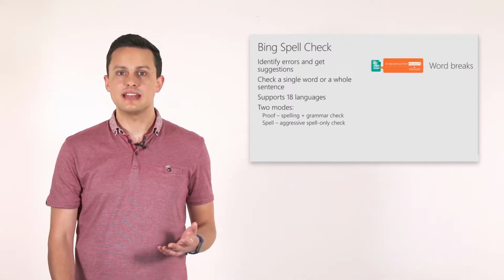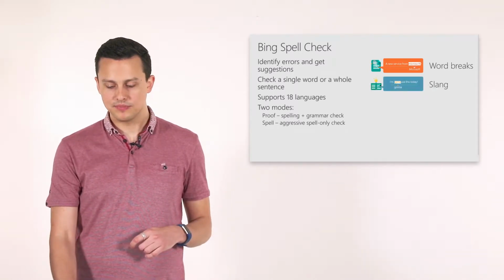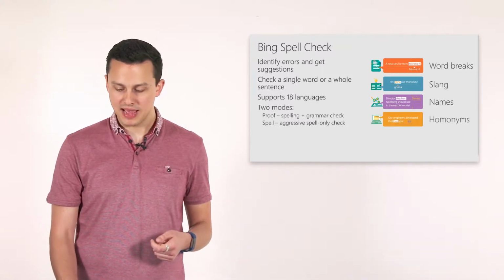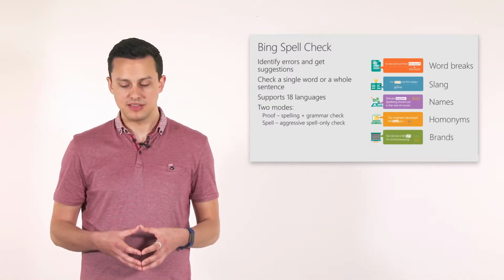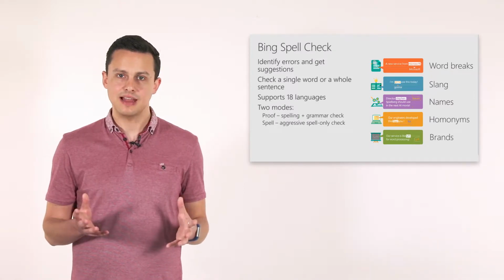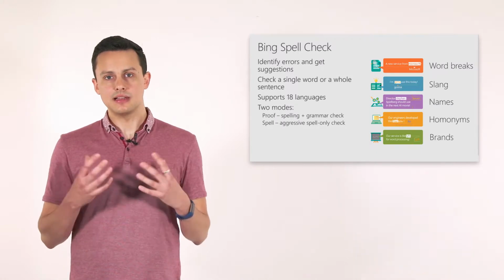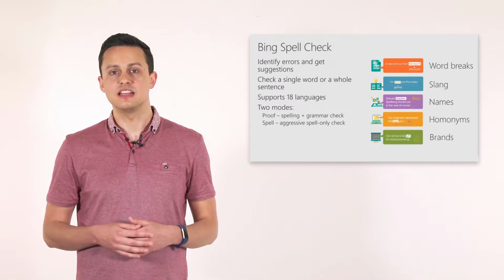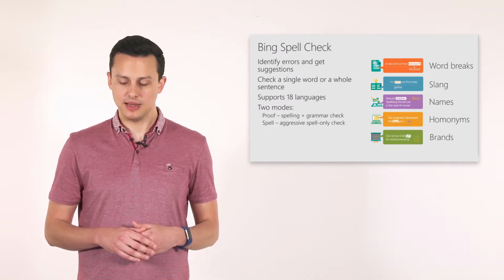The Bing Spell Check service can help in a bunch of different ways. It can fix incorrect word breaks, it can identify slang, it can find and correct proper names, it can detect homonyms, and it can also recognize brand names, in addition to standard spell checking functionality. It supports 18 languages, and it allows the natural language developer to ensure that the language that they reason over is correct and not have to build in additional logic to support queries that may contain misspellings.